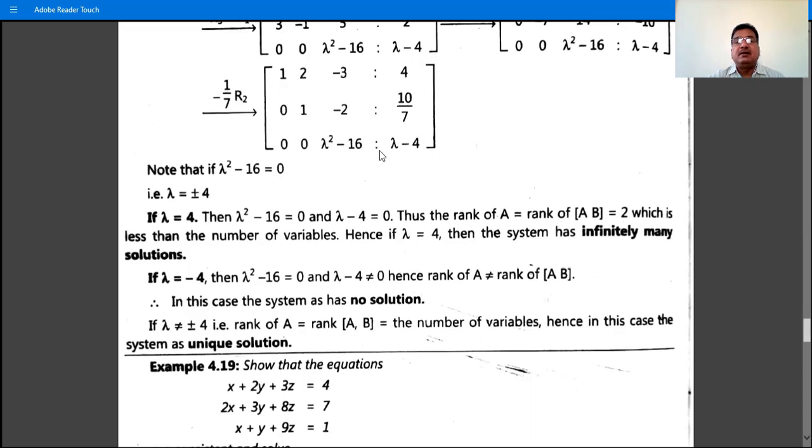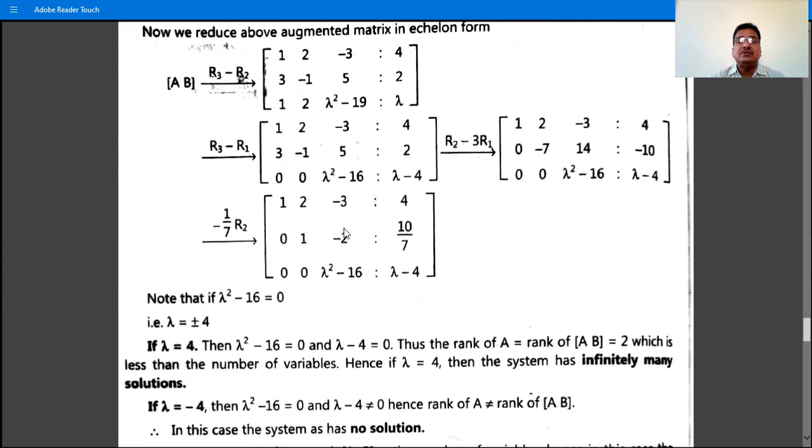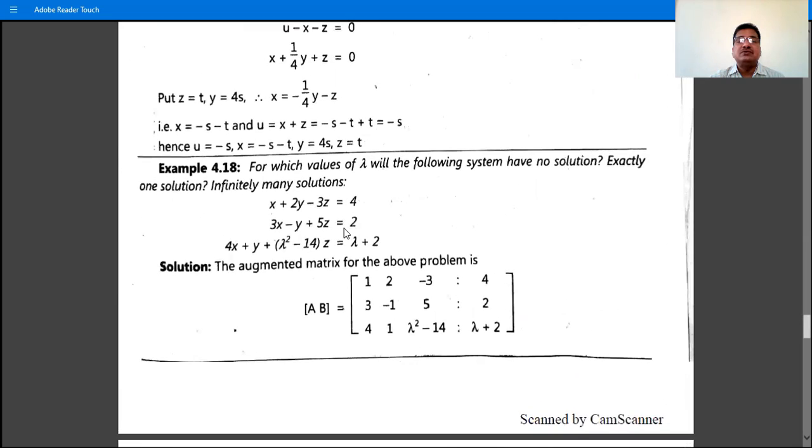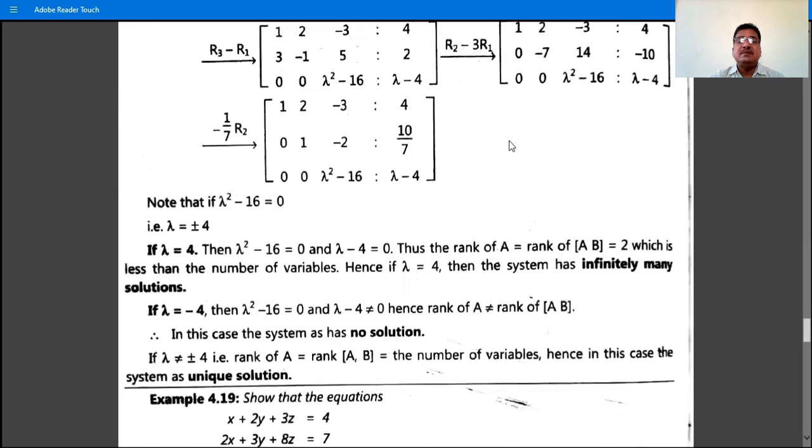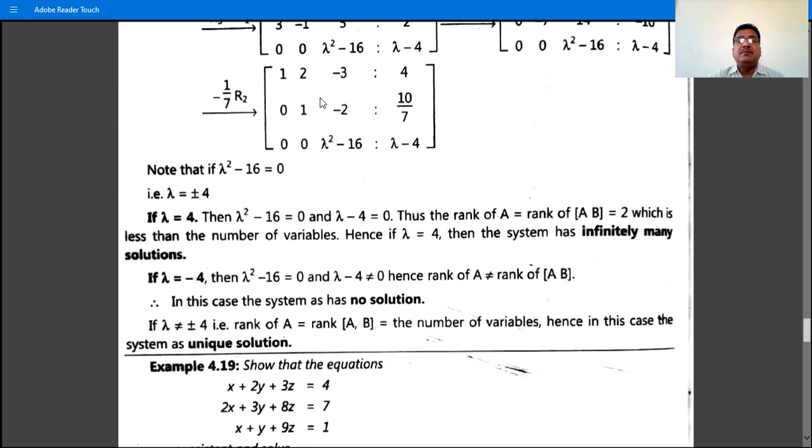When does the system have a unique solution, and when does it have no solution? The system has no solution if the rank of A is not equal to rank of AB. Suppose we have 0 at this place, lambda square minus 16 is 0, and this quantity is not equal to 0. Lambda square minus 16 is 0 means lambda is plus minus 4. But if lambda is 4, then lambda square minus 16 is 0 and lambda minus 4 is also 0.